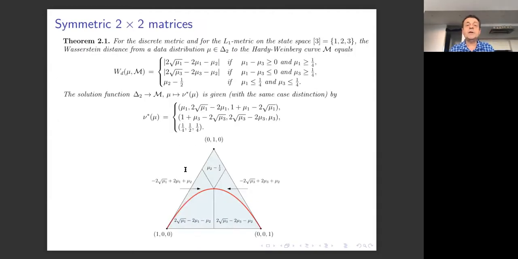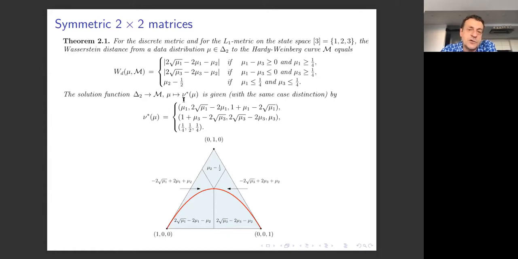Here's an even simpler case. This is symmetric 2 by 2 matrices. So in genetics, this is called the Hardy-Weinberg curve. So here, this is the model. This is symmetric 2 by 2 matrices of rank 1. And here the optimal solution is given by 5 cases. So this triangle is cut into 1, 2, 3, 4, 5 regions. And on each region, I'm indicating the optimal value. So this is the optimal value function.